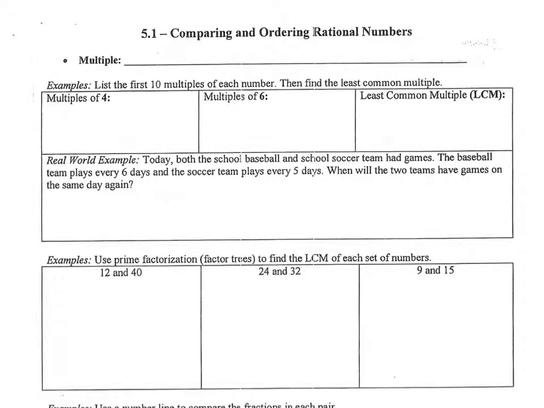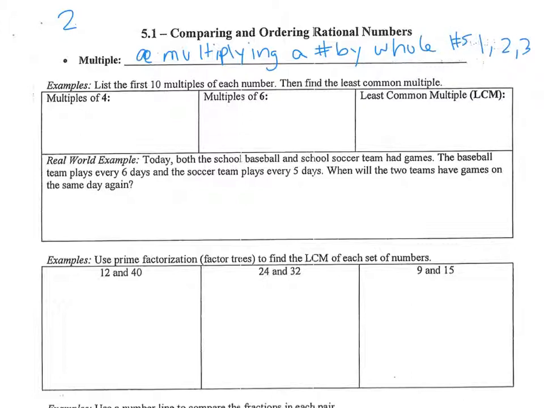A multiple is when you take a number, such as 2, and you multiply 2 by 1, 2, 3, 4, and see what numbers you get. So a multiple is multiplying a number by whole numbers, starting with 1, 2, 3, and going up.